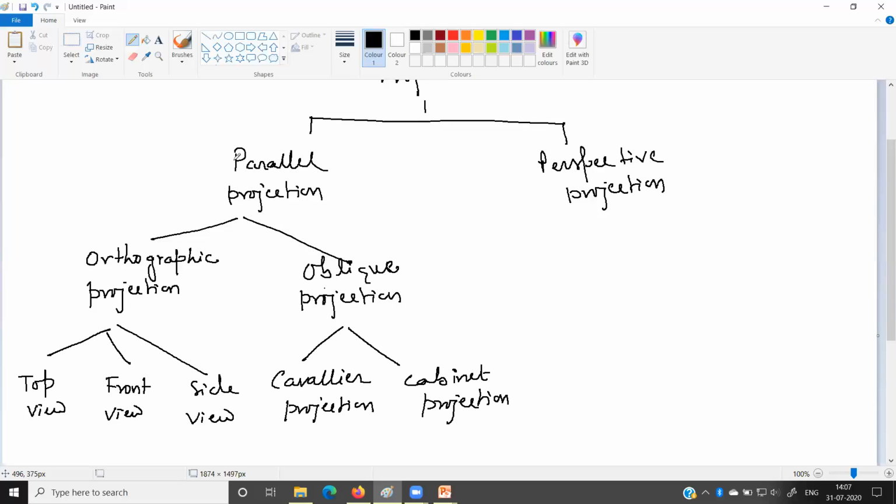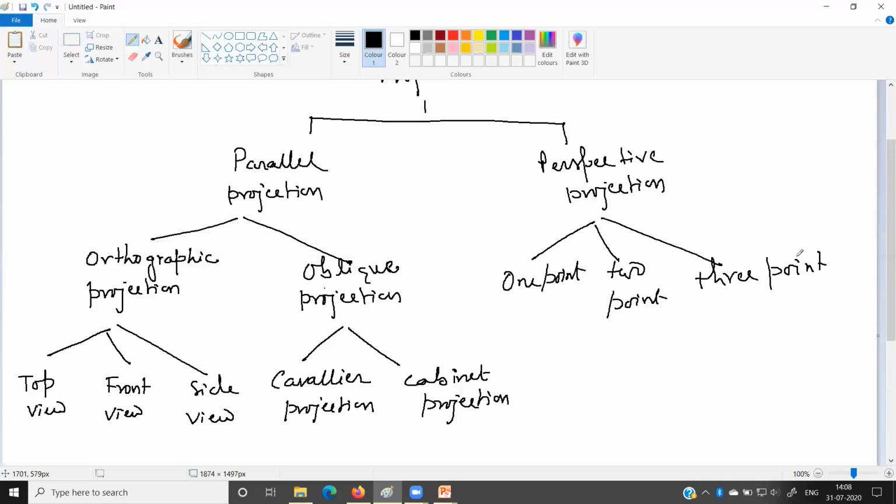Fine. Now, the perspective projection can be again divided into three categories. One is called the one point, that means one principal vanishing point. Next one is 2 point, which is called the two principal vanishing point. And the last one is a 3 point. Okay. So this is all about the categories of projection.